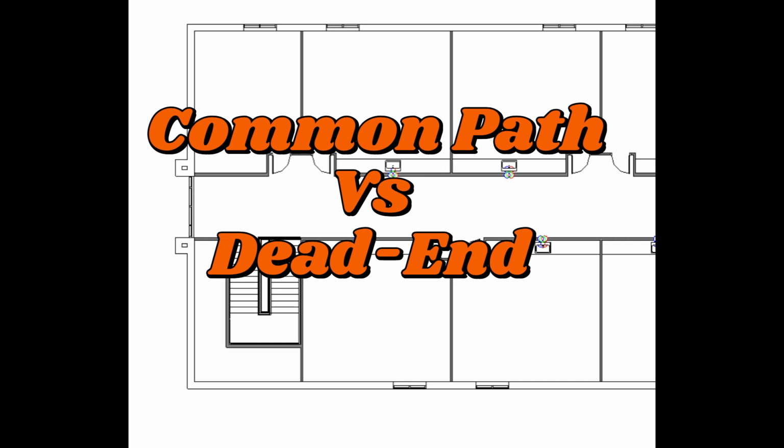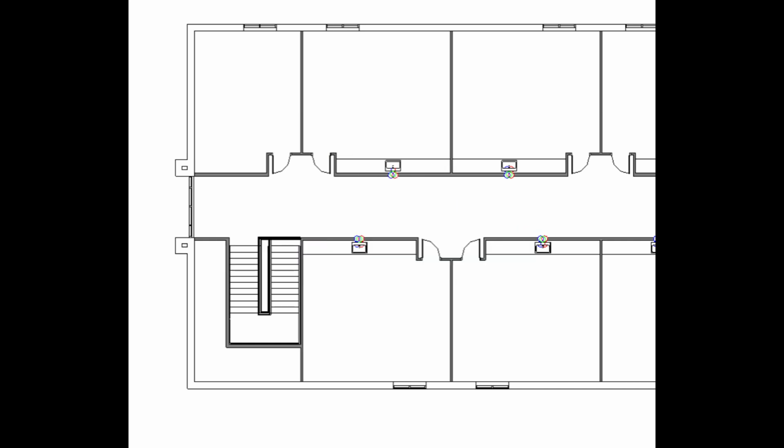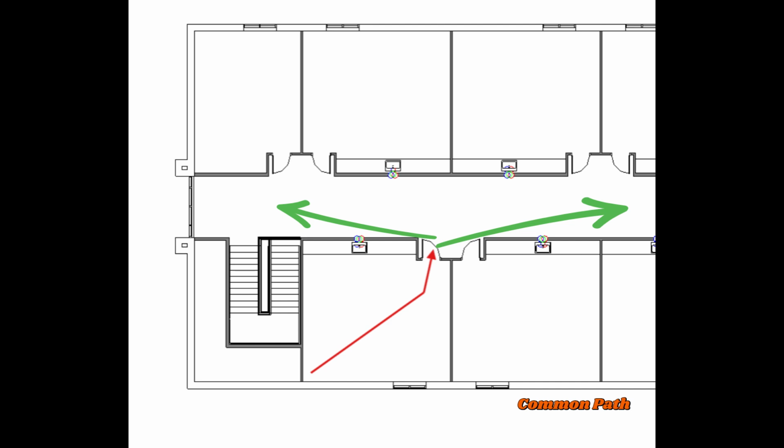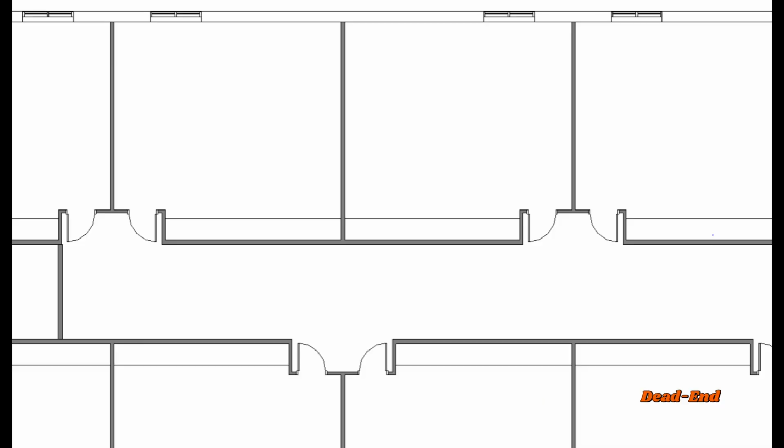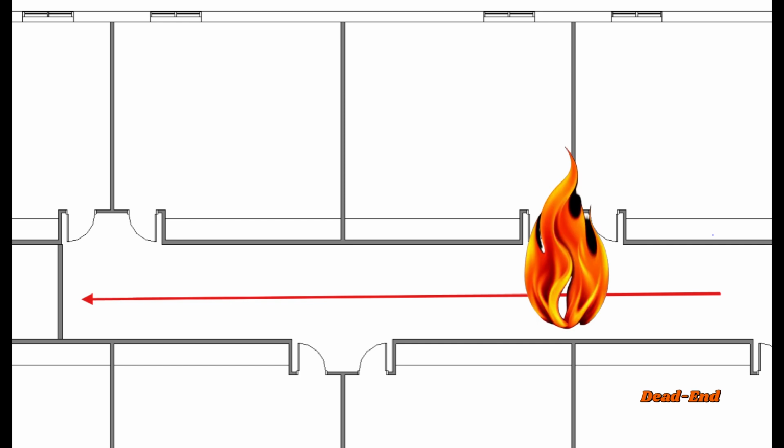Let's talk about common path versus dead ends. Common paths of travel start in an area that you commonly are. They start from the most remote and occupied point of a room, and they go until you have two options. Once you have two options of directions you can go towards an exit, that is where the common path ends. Dead end is only for corridors, and it's a place where you can get trapped by a fire.